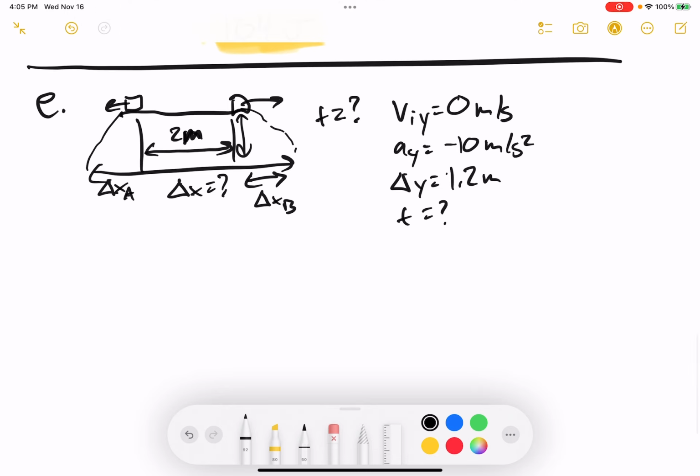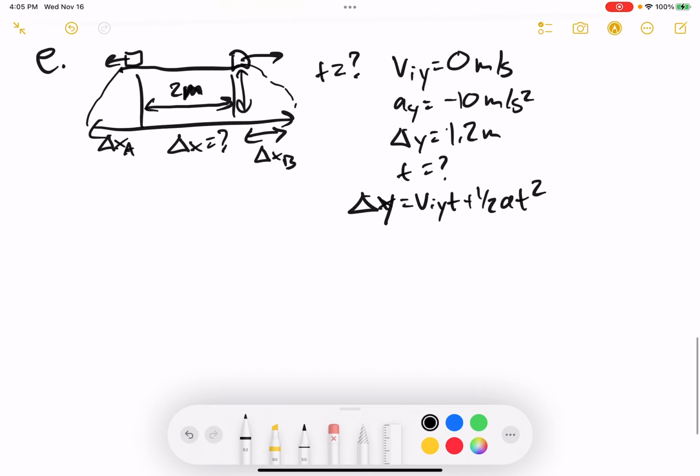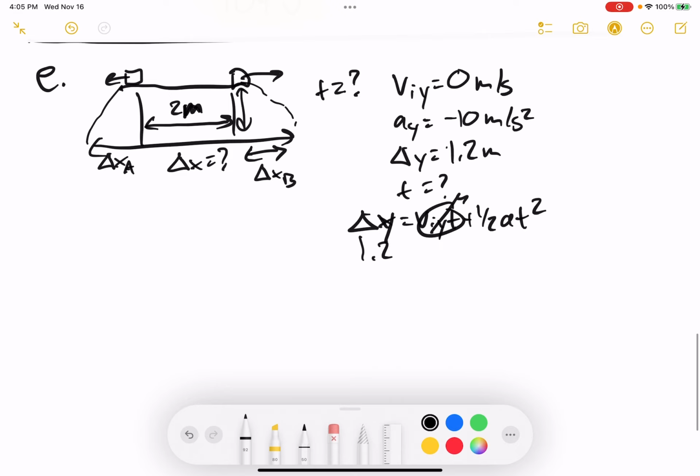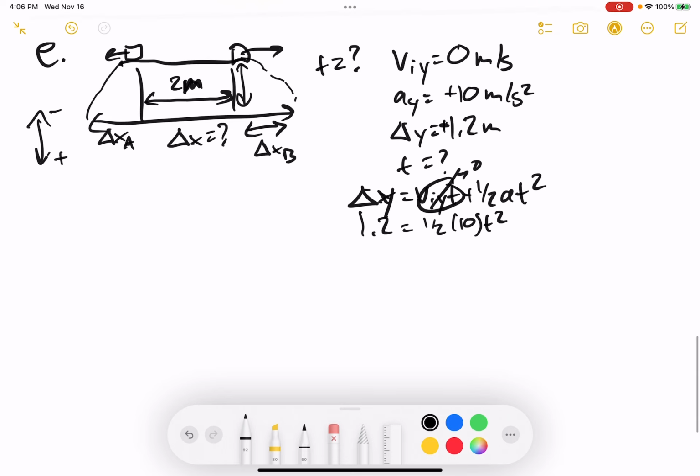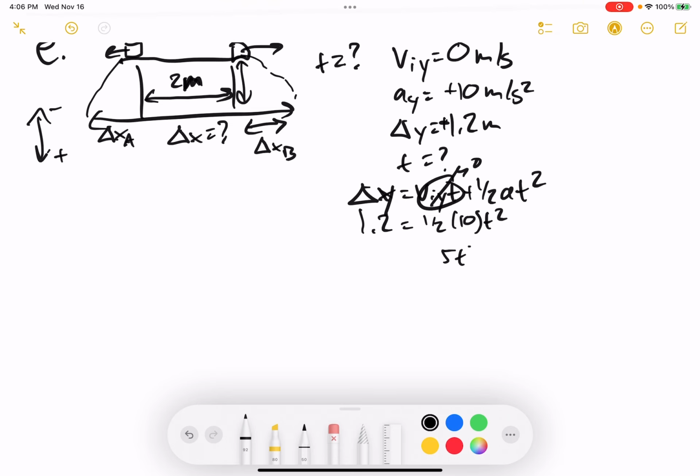Okay? So the formula, you can look on your formula sheet, but the best one will be delta y. I'm changing that delta x into a delta y. v_iy t plus 1/2 a t squared. Okay? So we have 1.2. This whole part is going to go to 0 because our initial velocity is 0. Equals, I did make a mistake. This is going to need to be 0 if my acceleration is 0. Alternatively, we can set both equal to positive if I'm setting down as positive and up as negative. Okay? So then it would be 1/2 10 t squared. So I have 5t squared equals 1.2. So I have 1.2 divided by 5.